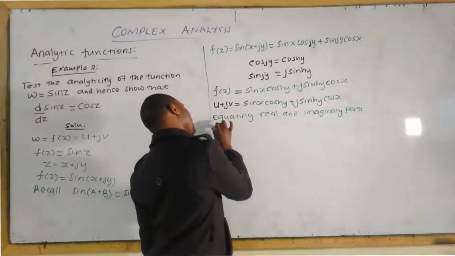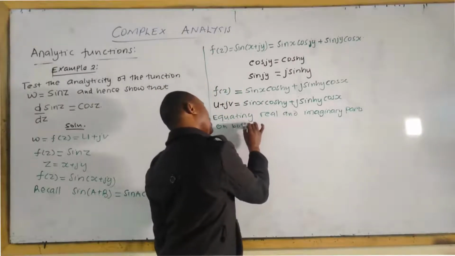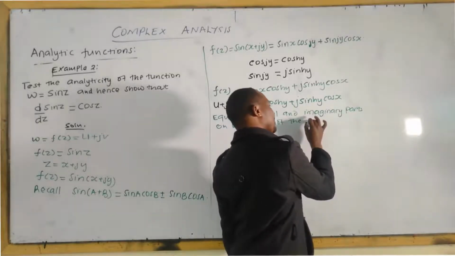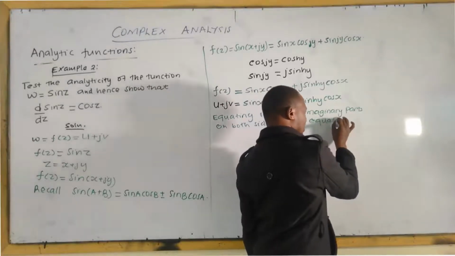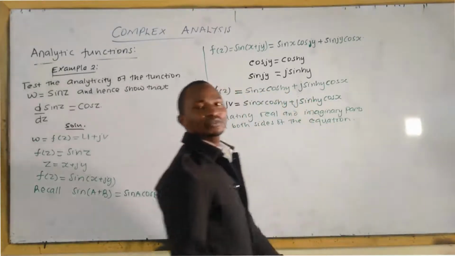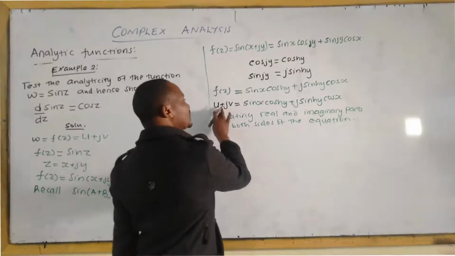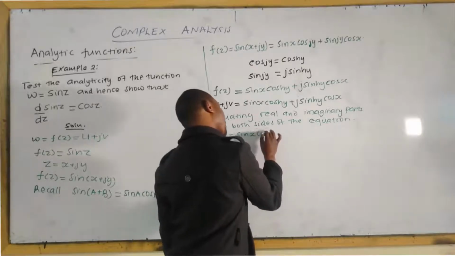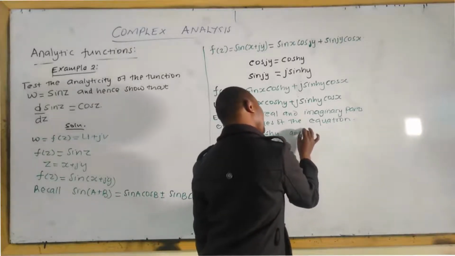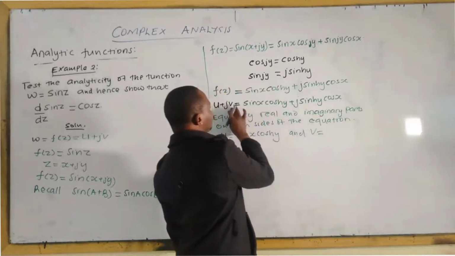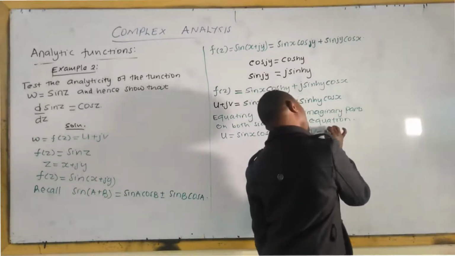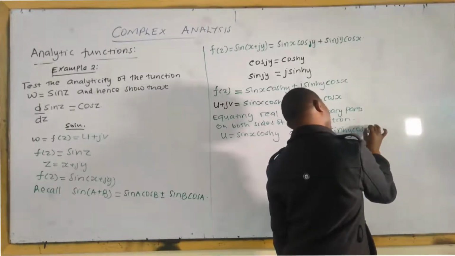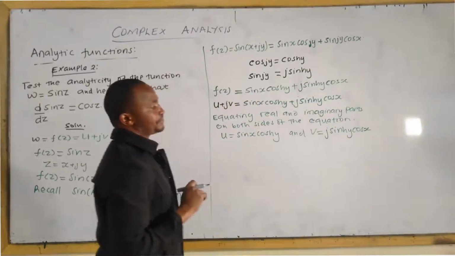On both sides of the equation, that is, equate real to real and imaginary to imaginary. Now we can equate u with sin x cos y, and v we can equate with j cos x sinh y.